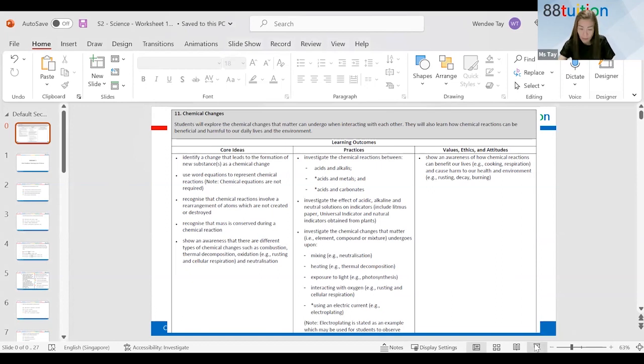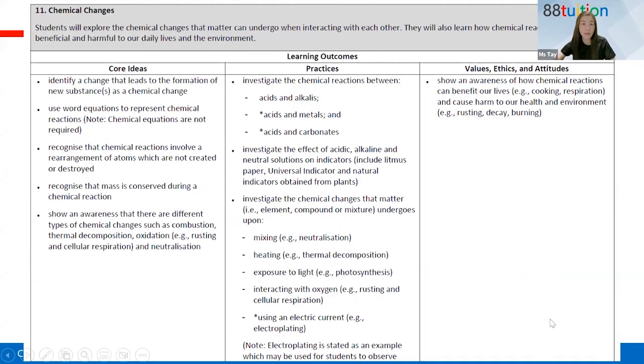Okay, this is what MOE expects of you when you're doing this chapter. It's important that everybody knows this, right? Because at least you know what things will be tested, and what things you are still not clear of when you're revising. So for example, chemical changes, we're talking about this now, chapter 11, core ideas. These are the things you need to know.